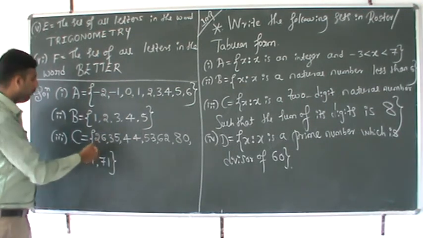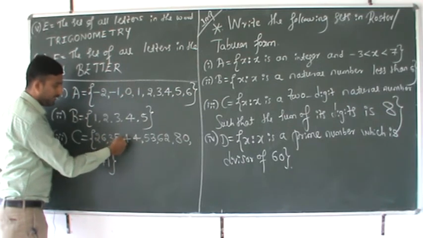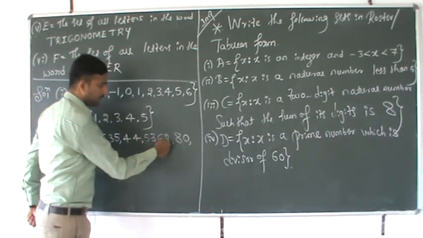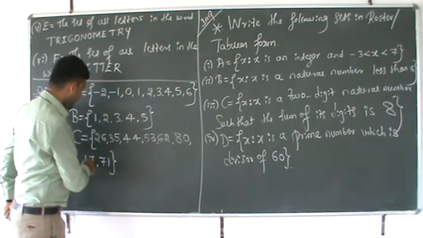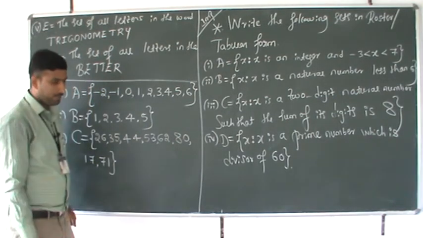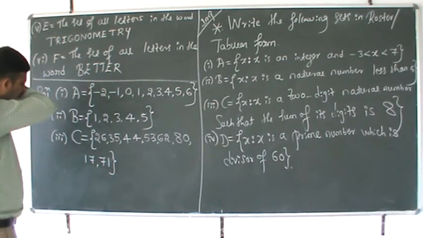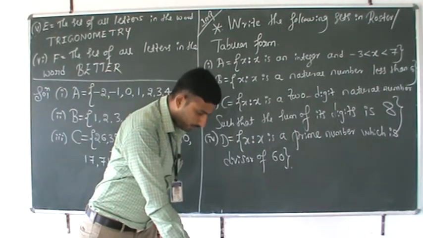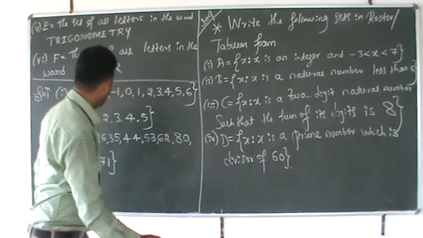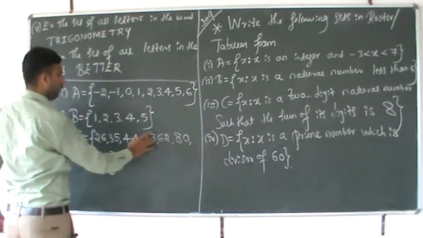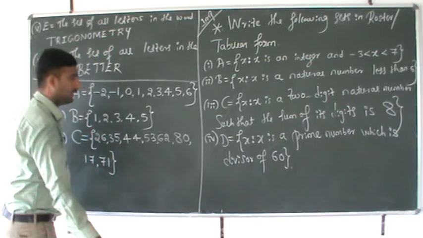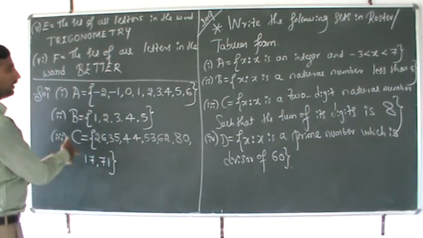Combinations of 8: 6 + 2, 5 + 3, 4 + 4, 3 + 5, 2 + 6, 0 + 8, 1 + 7, 7 + 1. Counting them: 1, 2, 3, 4, 5, 6, 7, 8. There are 8. These are the questions up to number 3.